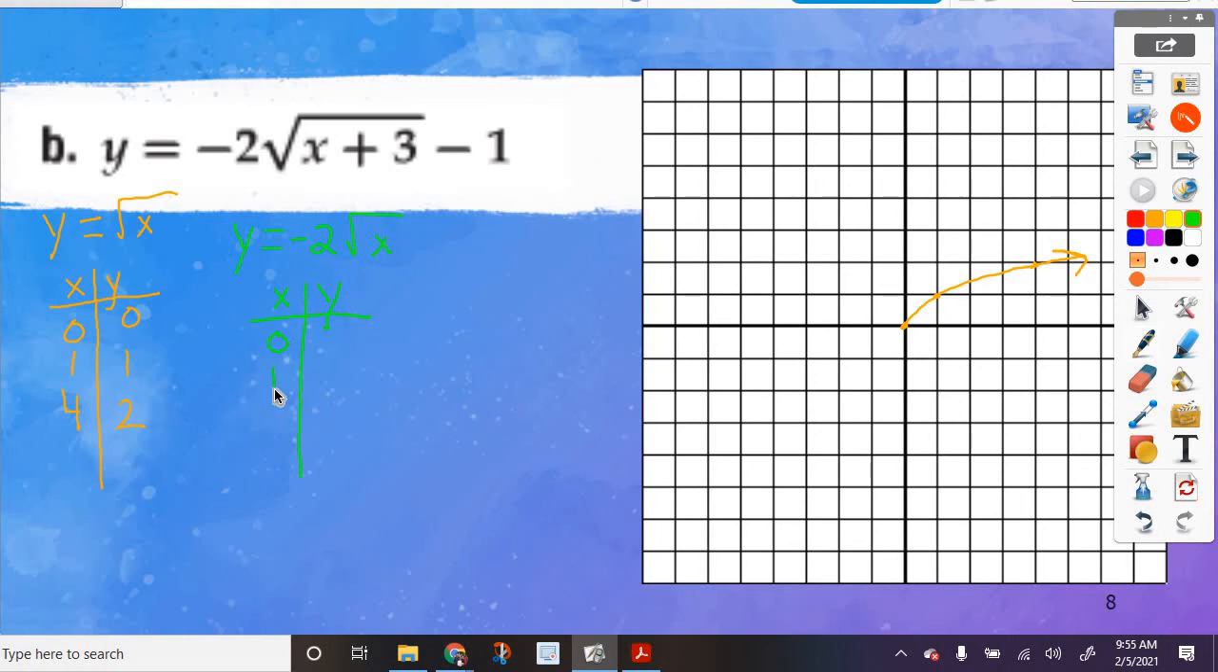Remember that I would still be plugging in the same thing, because that part doesn't change. However, now when we plug in 0, well, the square root of 0 is still 0, times anything is still going to give us 0. So that won't change. But now when we plug in 1, we take the square root of 1, we still get 1, but now we have to multiply that by negative 2. So we get negative 2. Then we plug in 4, the square root of 4 gives us 2, but now we have to multiply that 2 by a negative 2, which gives us negative 4. So whatever our a value is, we will be multiplying that to each of our y values.